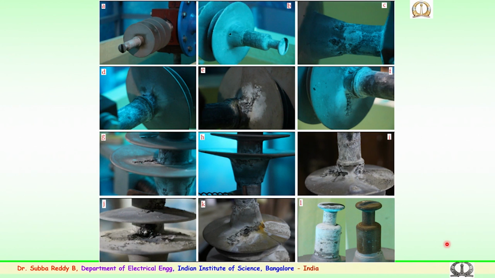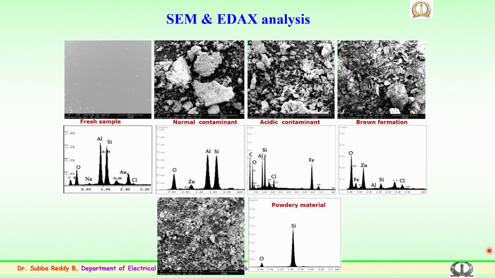Several experiments have been conducted and evaluated for various types of samples. Again, we have performed surface analysis and morphological analysis using SEM, EDAX, FTIR and other techniques to verify the surface changes on the fresh and the treated samples. This shows some of the SEM studies conducted for the fresh sample, then for the normal contaminants as per the standard, then the acidic contaminant as per the acid rain simulation.